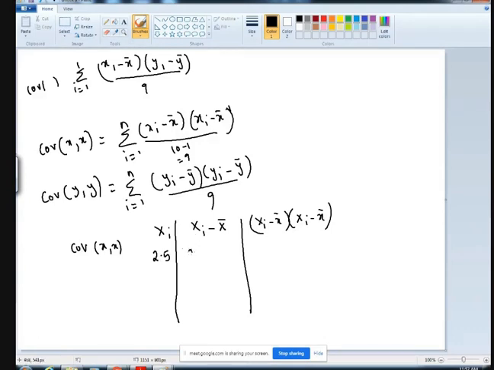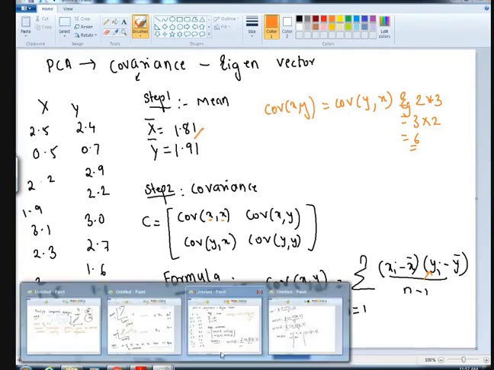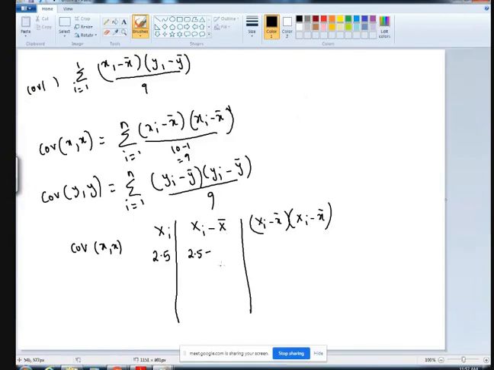Then I am going to find 2.5 minus the mean of your x. You can see the mean of x that we were having was 1.81, isn't it? This was the mean that we have obtained. So it will be 2.5 minus 1.81, which comes to around 0.69. Then you multiply 0.69 by 0.69, so you get an answer of 0.476.